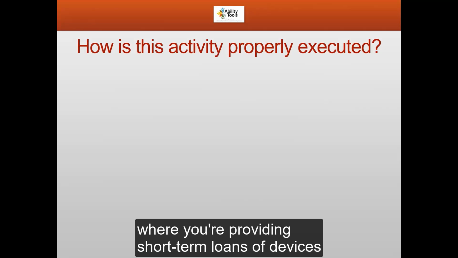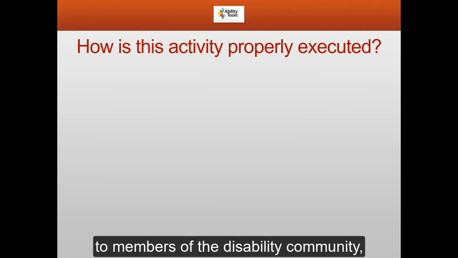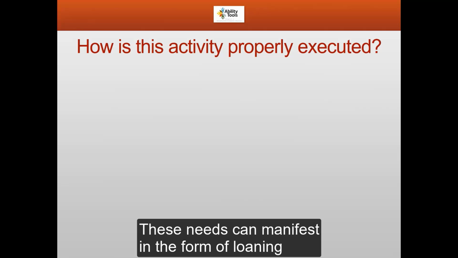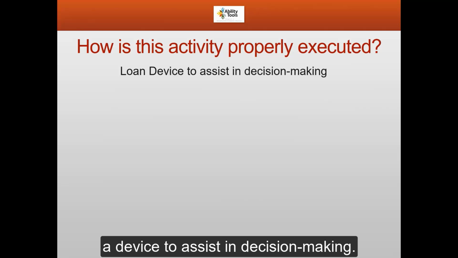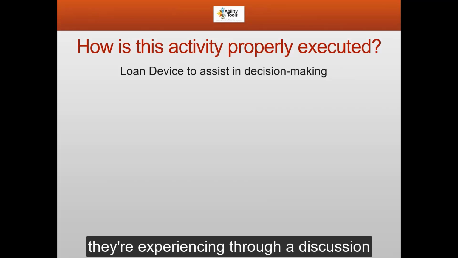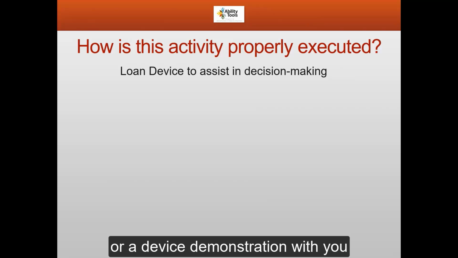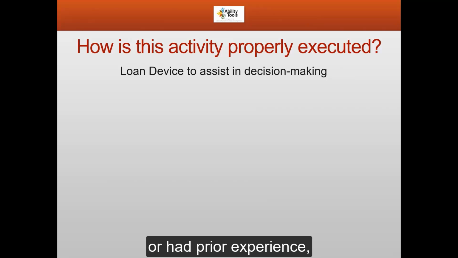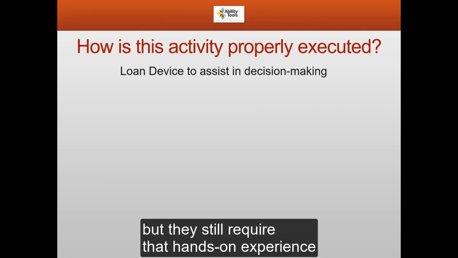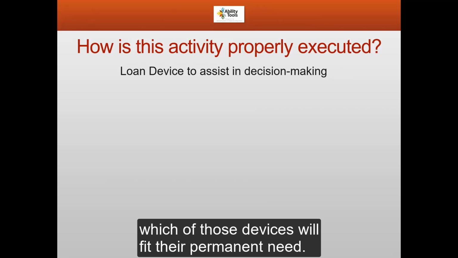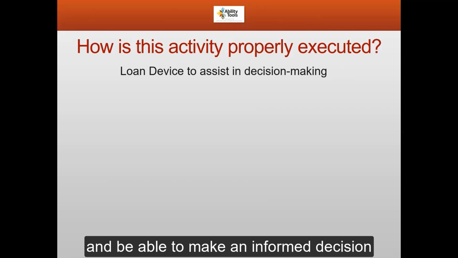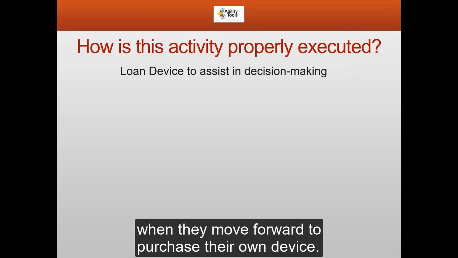Device loan is the activity where you're providing short-term loans of devices to members of the disability community. Community members reach out with a device need, and you respond to those needs. These needs can manifest in the form of loaning a device to assist in decision-making. A consumer might have determined what type of device could best assist regarding a challenge they're experiencing through a discussion or a device demonstration with you, or they could have researched independently or had prior experience, which provides a good idea of what type of device they need, but they still require that hands-on experience with specific devices to determine which of those devices will fit their permanent need. In this case, they can borrow a device on a short-term basis and be able to make an informed decision when they move forward to purchase their own device.